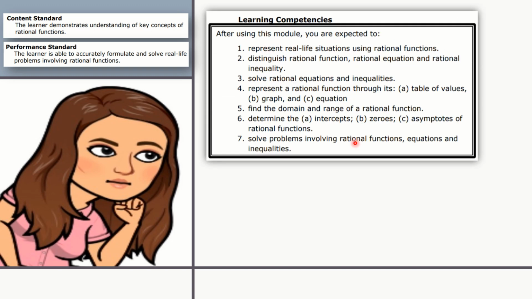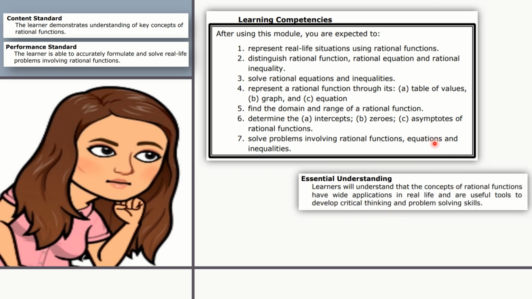After using this module, the learner is expected to represent real-life situations using rational functions, distinguish rational function, rational equation, and rational inequality, solve rational equations and inequalities, represent a rational function through its table of values, graph, and equation, find the domain and range of a rational function, determine the intercepts, zeros, and asymptotes of rational functions, and solve problems involving rational functions, equations, and inequalities.